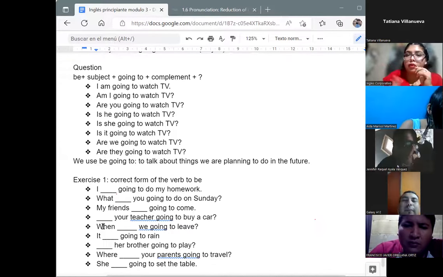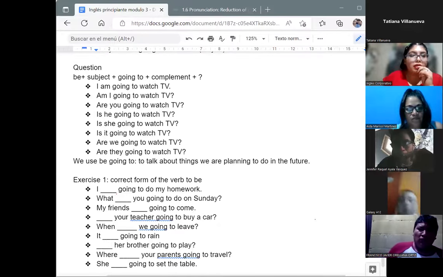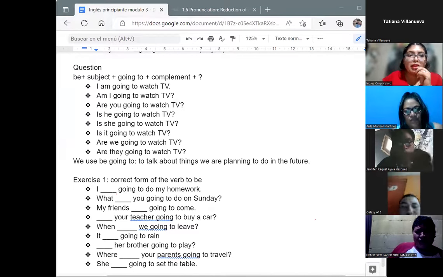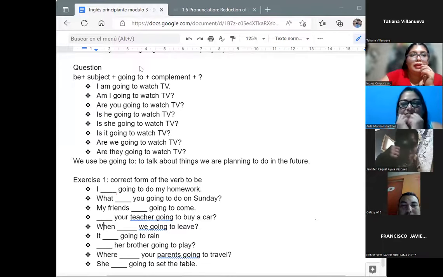Les voy a dar unos minutos para que vayan ustedes analizando el sujeto de cada una de las oraciones para que me digan cuál es el verbo to be que corresponde a esas oraciones. Así que les doy un par de minutos, ya les aviso, para que me den la respuesta. So, let's begin.